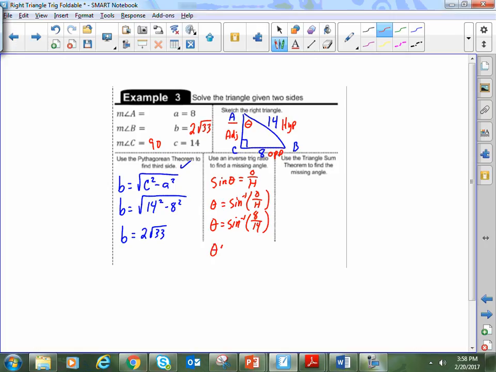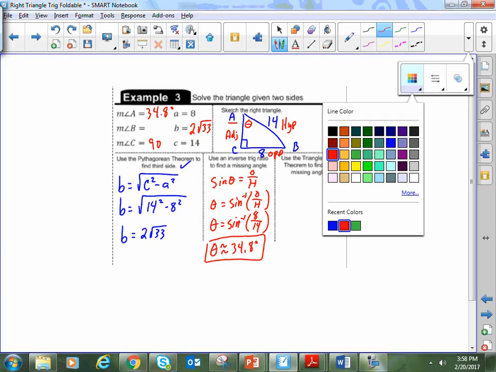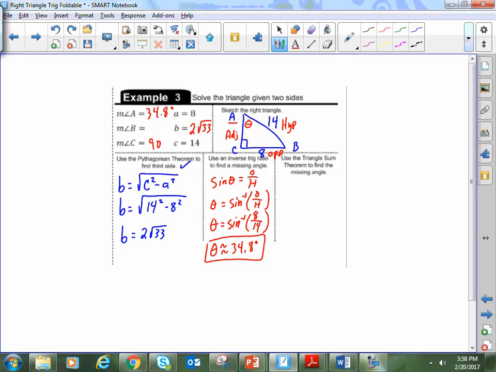So theta in this case is about 30, oops, can't write very well. There we go. Theta is approximately equal to 34.8 degrees. So 34.8.